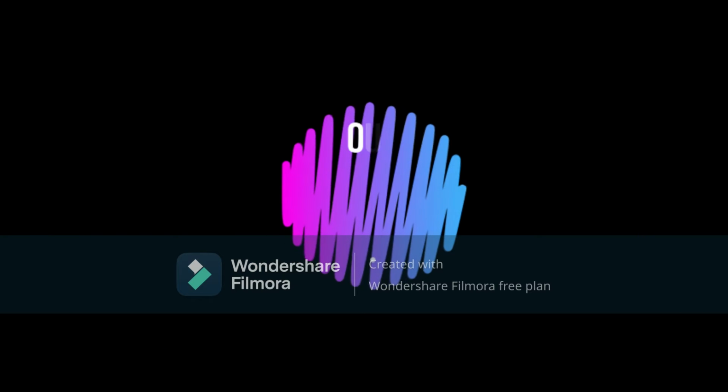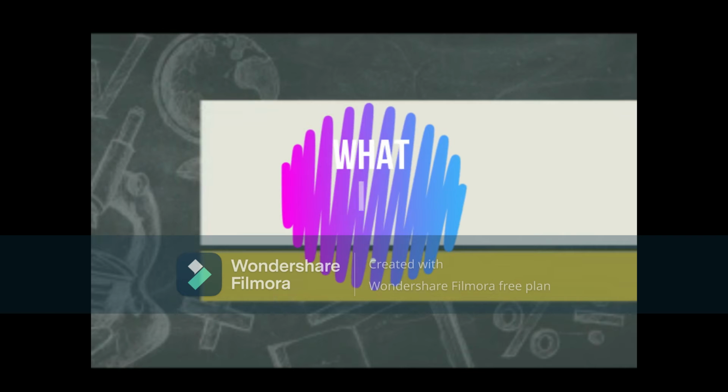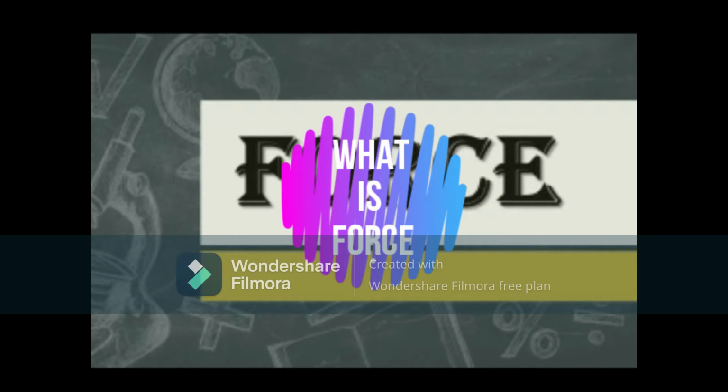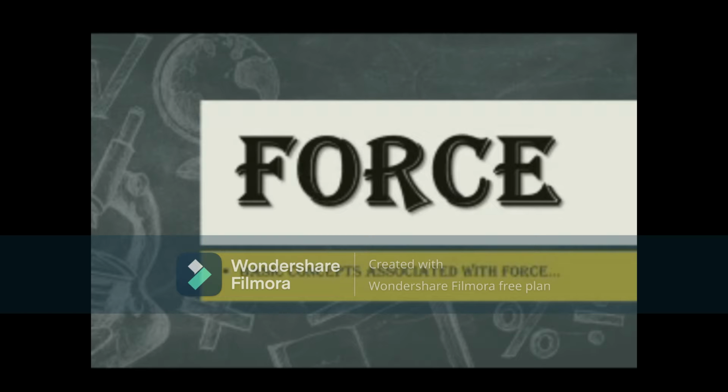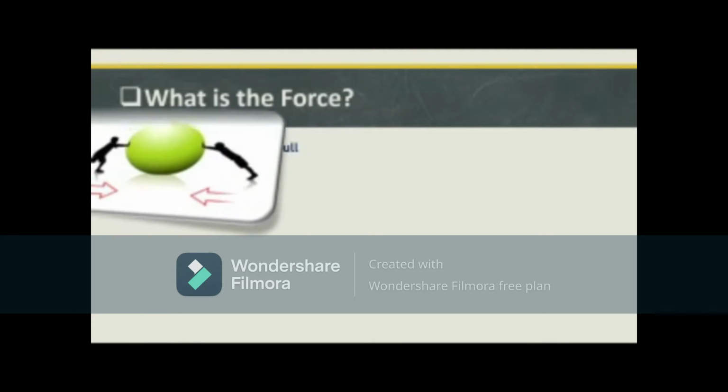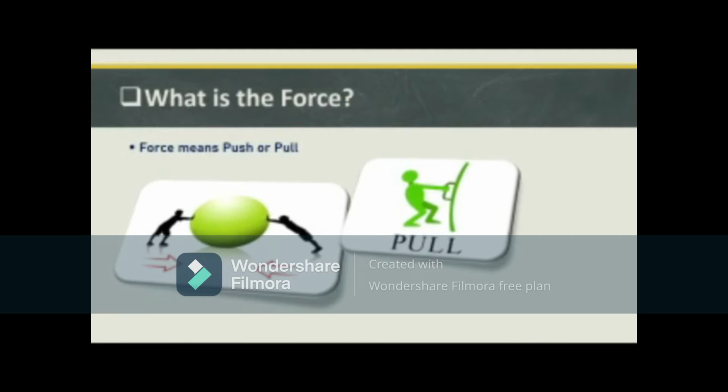First point is: what is force? The force means push or pull. Do you know we can apply changes to an object using force? According to the applied force, an object at rest can be moved.